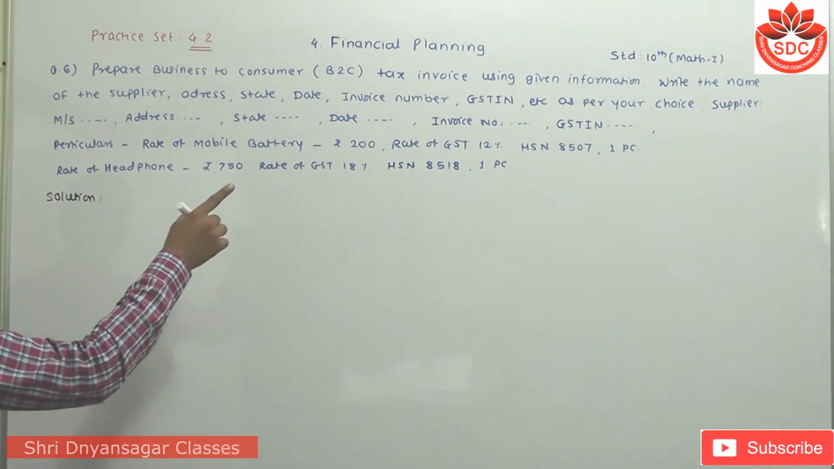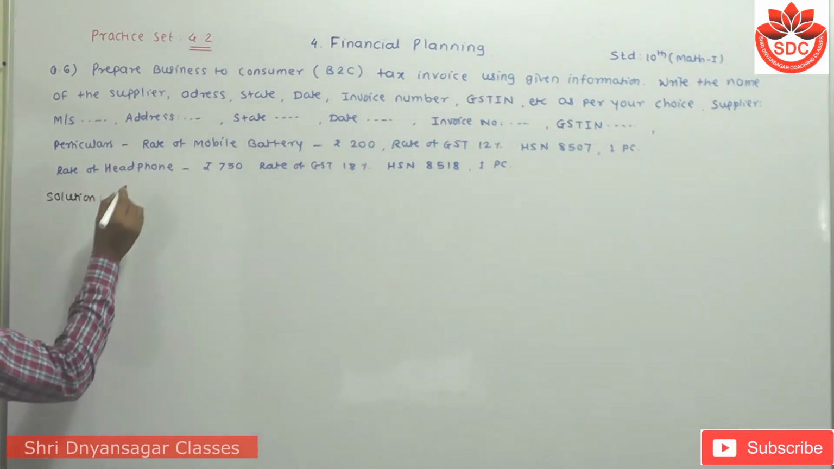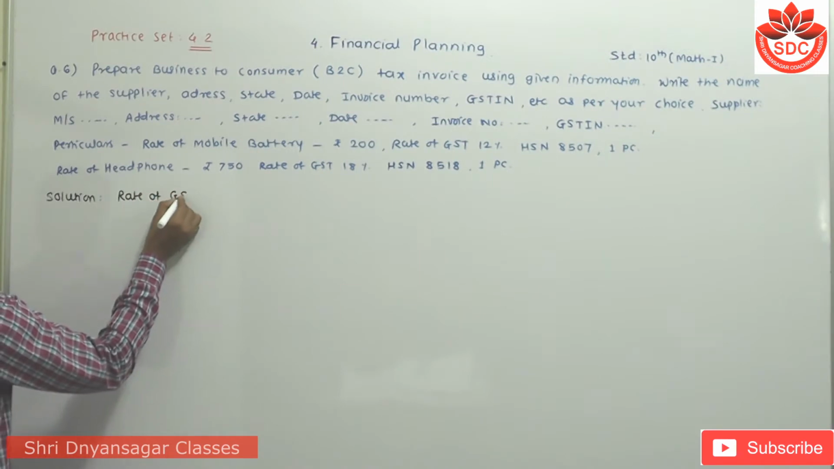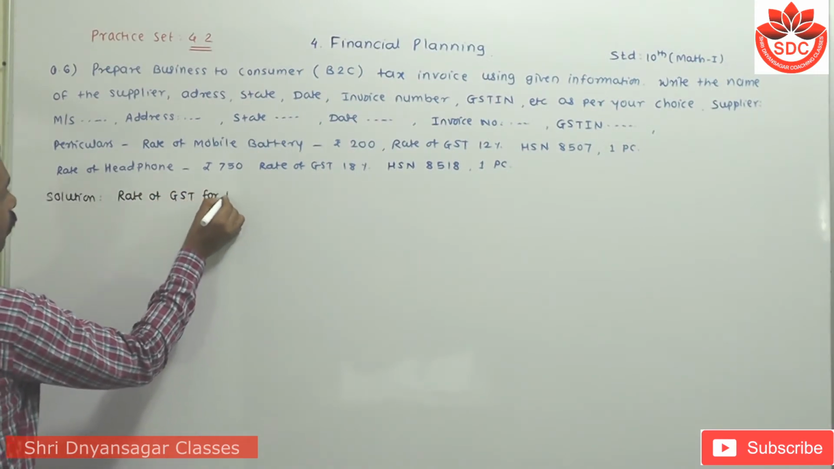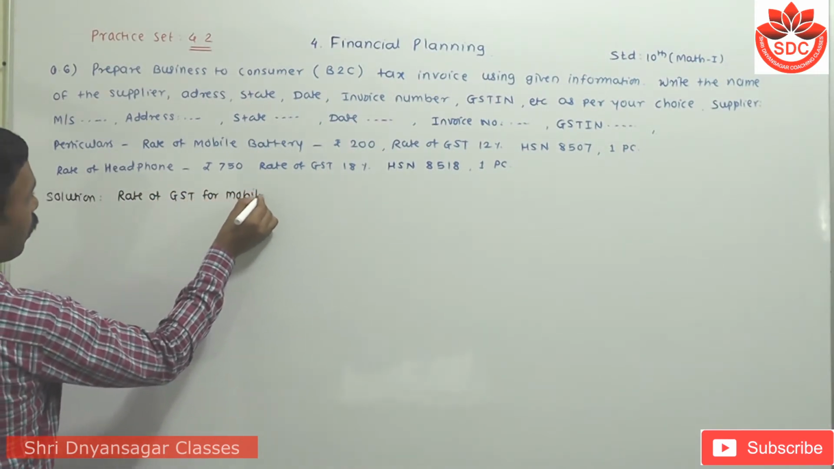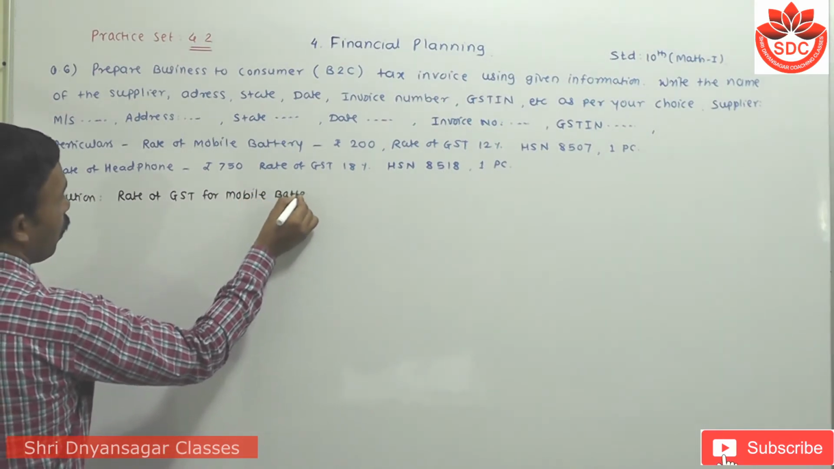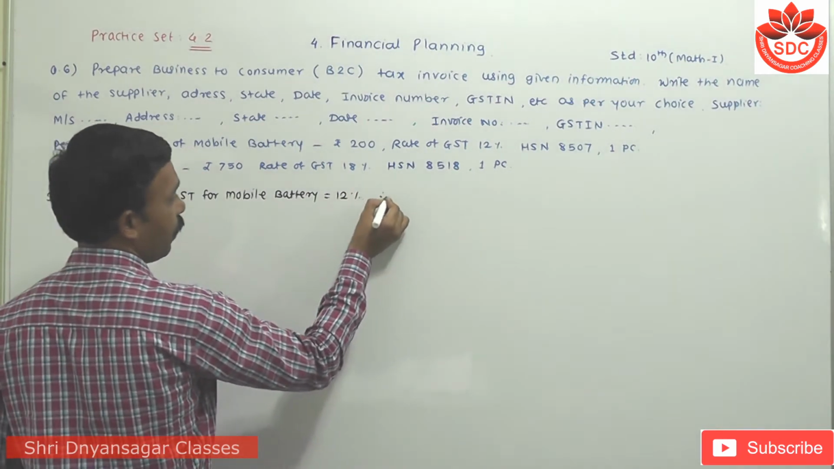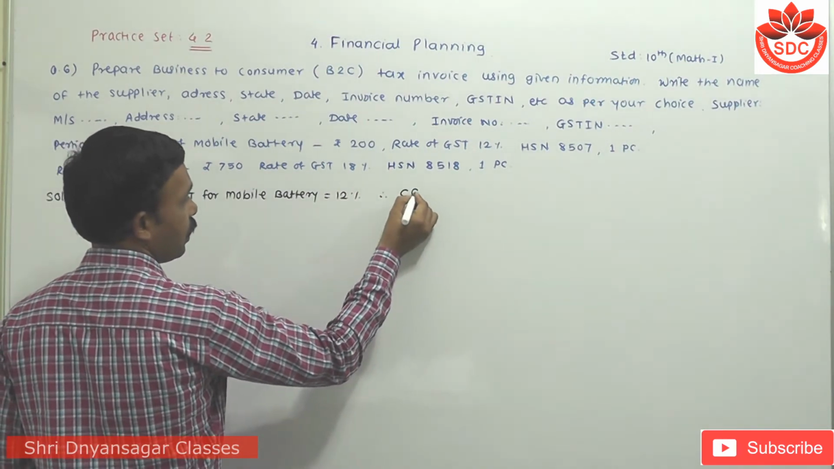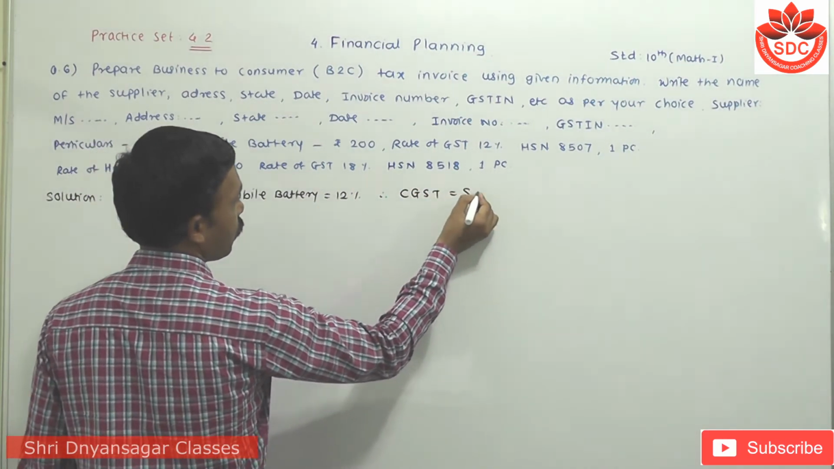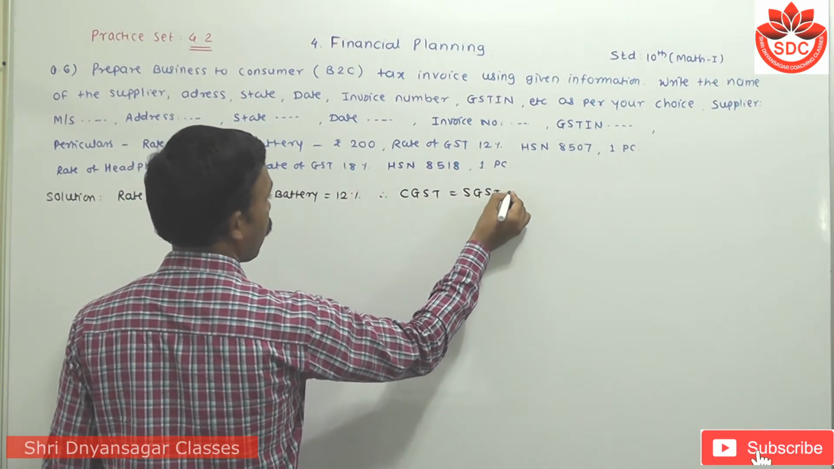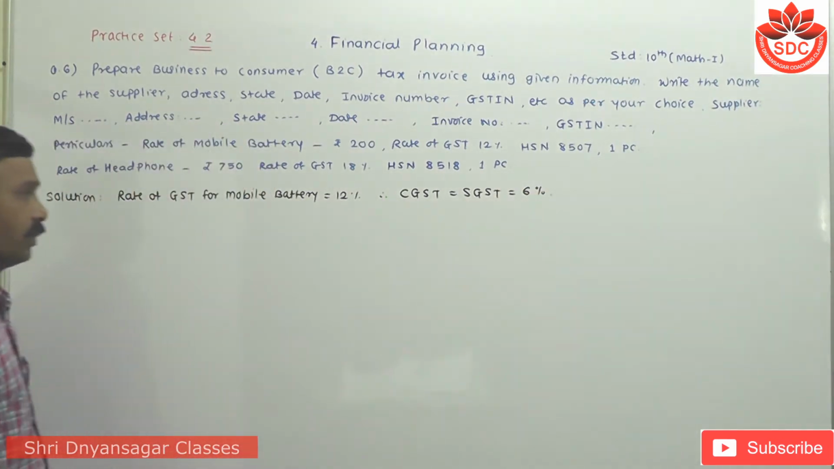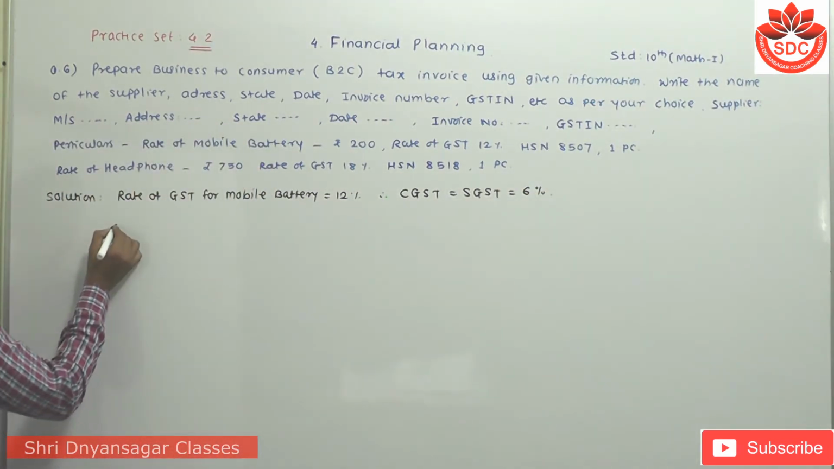Here is the rate of GST for mobile battery. GST for mobile battery is equal to 12%. Therefore, CGST for this mobile battery is how much? 6%. Look carefully, students.